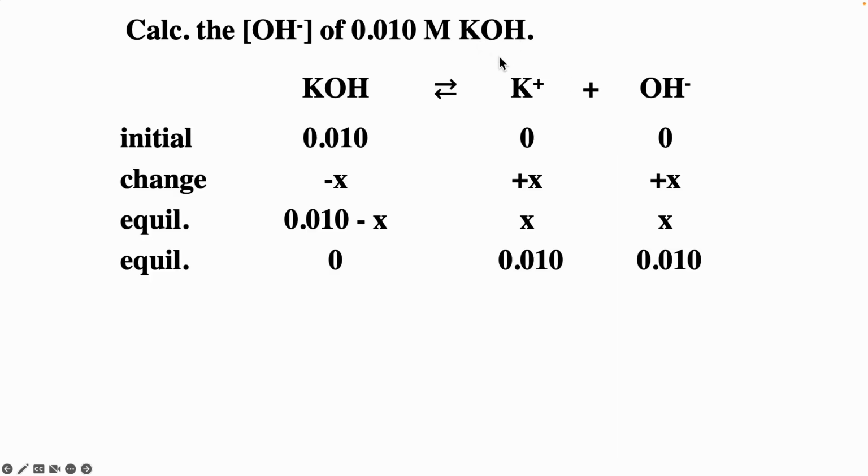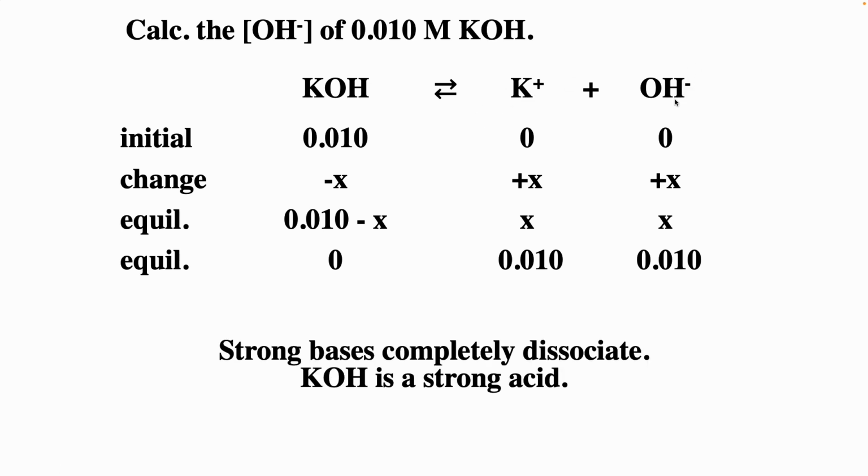We could also ask, what is the hydroxide ion concentration of 0.01 molar potassium hydroxide? And so again, if we look at this, we should recognize it as a strong base. And so that means it's going to completely dissociate. And so all of our potassium hydroxides are going to form into potassium ions and hydroxide ions. Notice that for each one of these that breaks apart, you get one potassium ion and one hydroxide ion. And so our hydroxide ion concentration is 0.01.